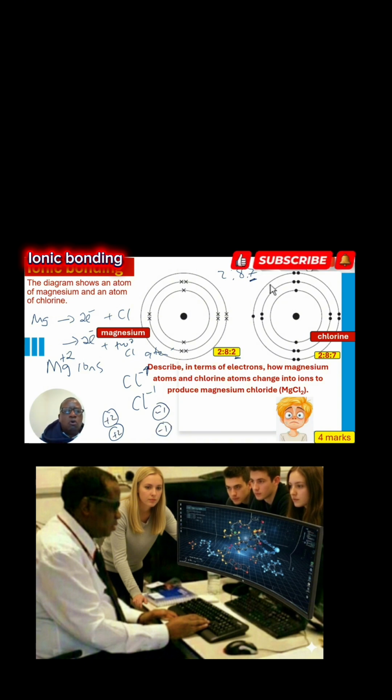we have a very strong force of attraction here. What do we call these forces of attraction between those oppositely charged ions? These are called electrostatic forces of attraction between the oppositely charged ions, and they attract each other to form a giant ionic lattice, which is magnesium chloride. I just hope that helps.